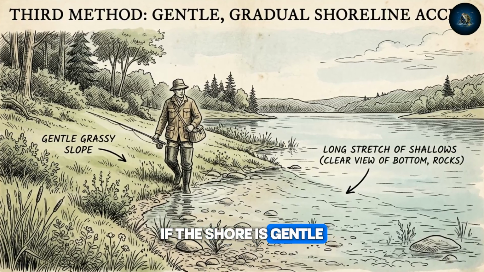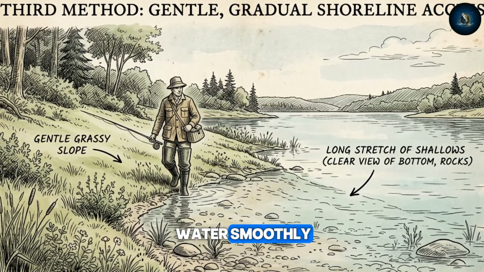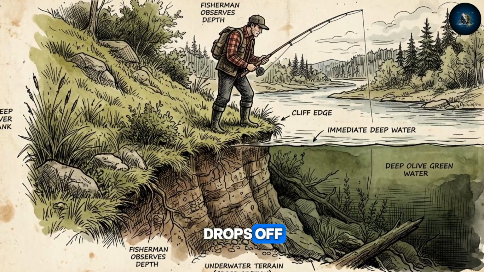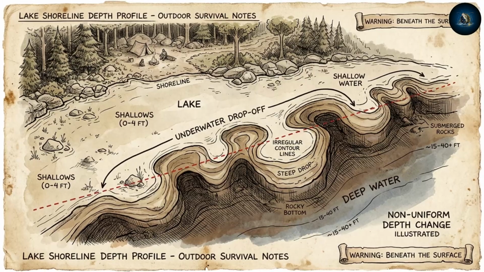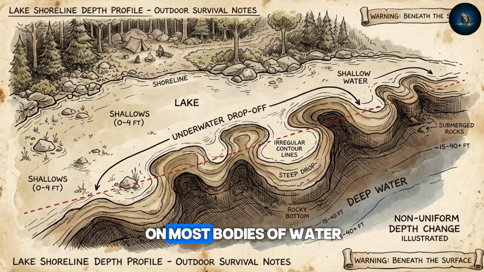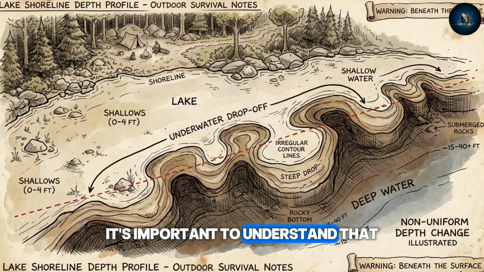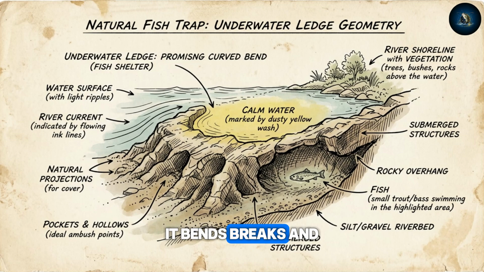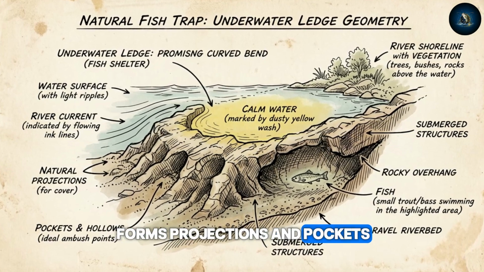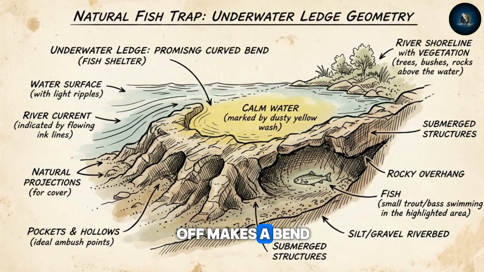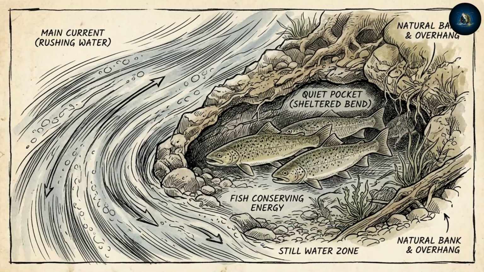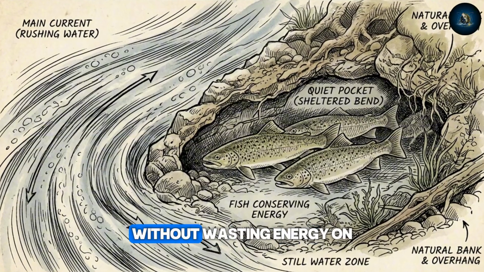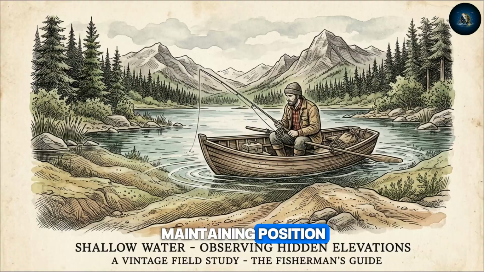If the shore is gentle and slopes into the water smoothly, then the shallows will be long. If the shore sharply drops off, the drop-off is close to the shore. This simple rule works on most bodies of water. It's important to understand that a drop-off is not a straight line. It bends, breaks, and forms projections and pockets. Places where the drop-off makes a bend are especially promising. Fish concentrate there even more because it's more comfortable to hold in the bend without wasting energy on maintaining position.